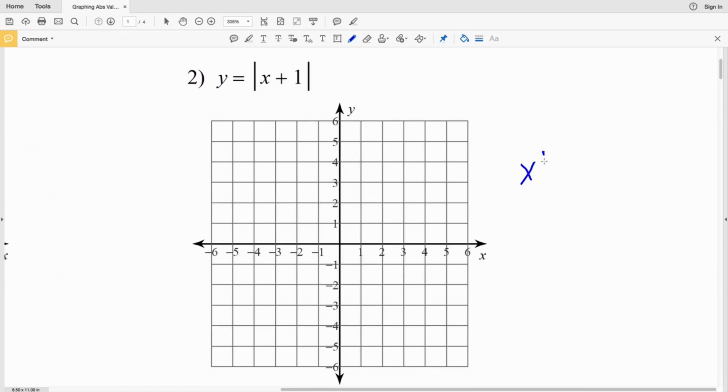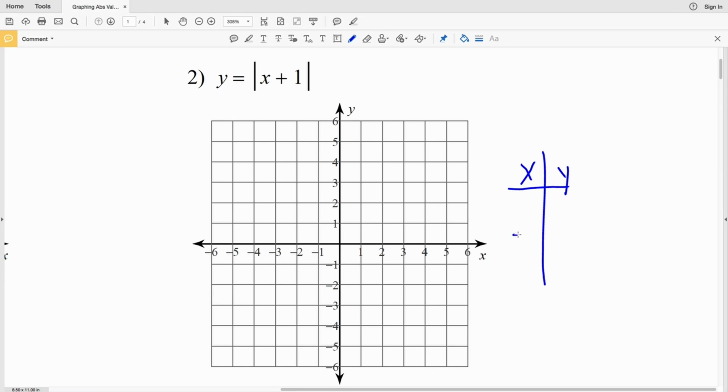Set up our x y t-table, and we're going to solve for that turning point. So that's when what's inside the absolute value is equal to 0. So x plus 1, when does that equal 0? We're going to subtract 1 from both sides to get that x equals -1. So when x is -1, whatever our y value is, that's going to be our vertex.